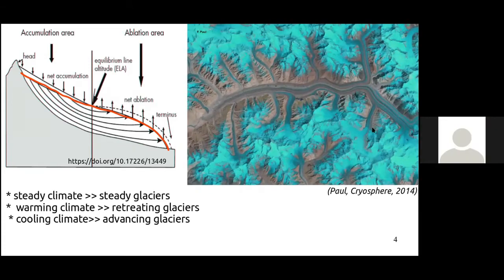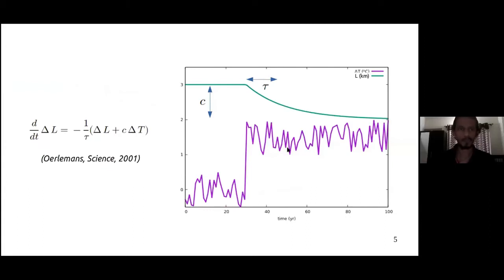Okay, so a simple way to model this would be to just think of a damped harmonic oscillator or a capacitor. So this is the length change signal, and it depends on the departure from the steady state and any forcing. Oerlemans had used this to do some nice analysis that we will come to in the next slide. But this is just to define the response time, and the climate sensitivity. So the C would give you, per degree temperature change, what is the length change, and tau would give you the time scale over which this change happens.